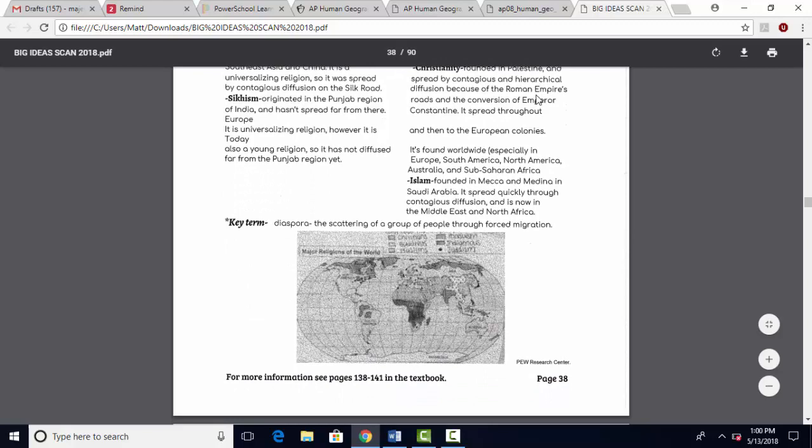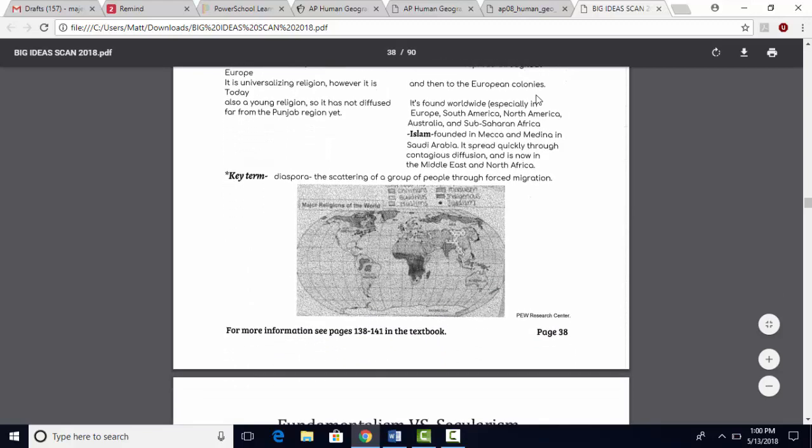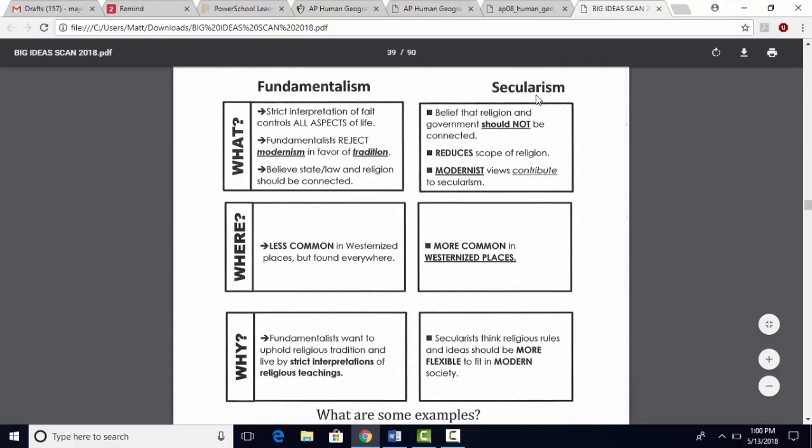39, fundamentalism versus secularism. Fundamentalism is where religion is such a fundamental part of your life that it really guides your behavior. Secularism, remember, is where you are not religious or you are a full-fledged atheist. Fundamentalists, remember, have a very strict interpretation of faith that controls all aspects of life.